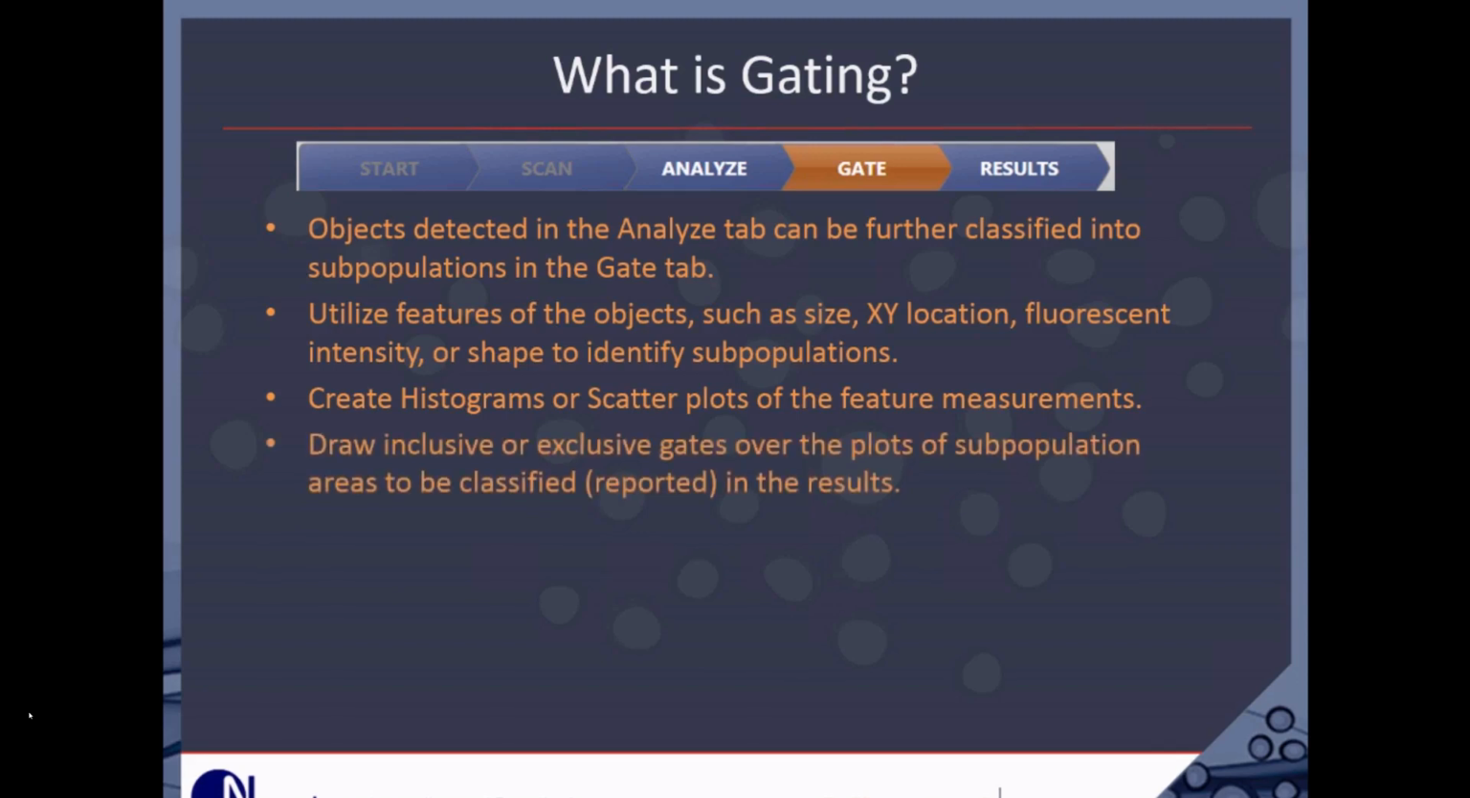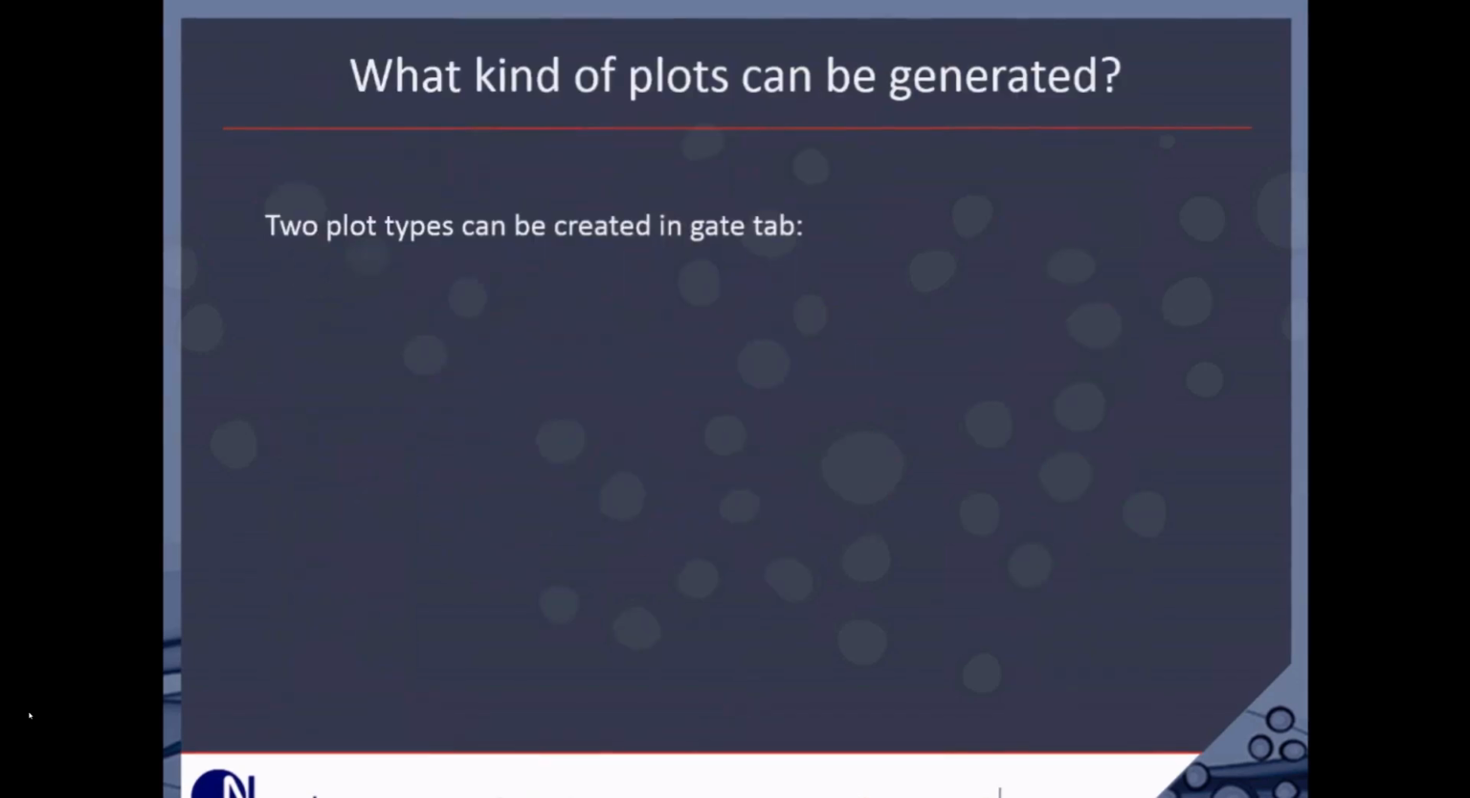So next you want to draw inclusive or exclusive gates over the plots of the scatter plot or the histogram of the subpopulation of the areas you're interested in that you want to see reported in the results. I know that's a mouthful, but basically the graphs help you see your population as a whole, and the gates help you draw things over areas of interest in your graphs. And the gates are actually minimum or maximum values of requirements for the objects detected. So for instance, area, you want to have cells of a required minimum or maximum value.